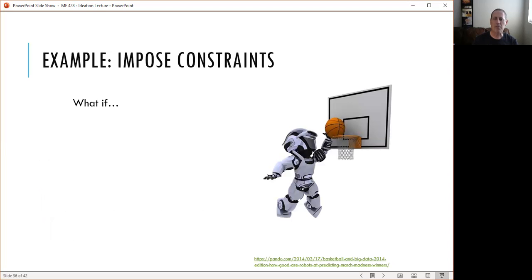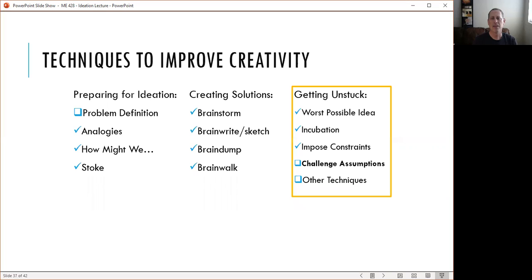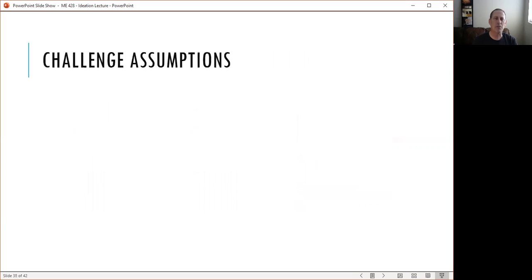Looking at our robot basketball player, suppose that we decided that the robot couldn't make physical contact with the ball. What kind of ideas do you get out of that? What if we couldn't use batteries to power them? Or what if the robot was smaller than the ball was? What if we could only have spinning wheels as part of the moving mechanism? Anything can work as an imposition of constraints, and it can be very impressive what you can get out of it. Challenge assumptions. Let's talk about that real quick.